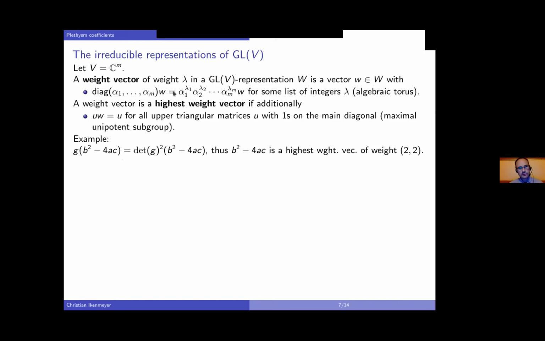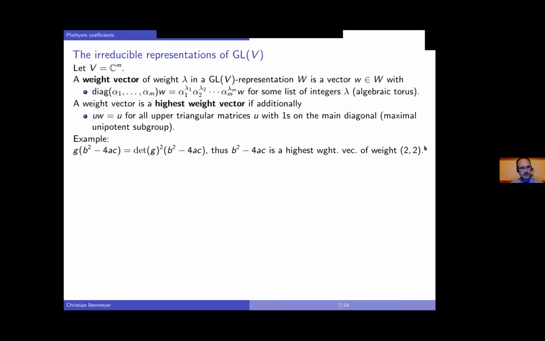Right? So therefore, it actually indeed rescales with an alpha 1 squared times alpha 2 squared, and the rest is just zeros here. So this is a 2, 2, and that's the weight of the vector. So the discriminant has a weight 2, 2, and it's a highest weight vector because, say you have an upper triangular 2 by 2 matrix with ones on the main diagonal, then the determinant of that is 1. Right? If the determinant is 1, then this means that determinant squared is also 1, so the discriminant is actually fixed. Okay, so the discriminant is a typical example of a highest weight vector.